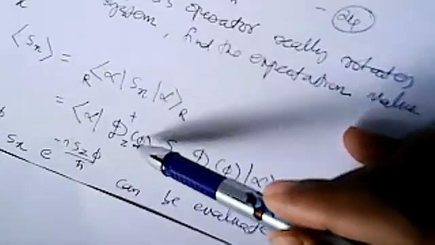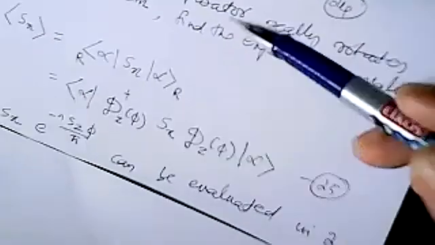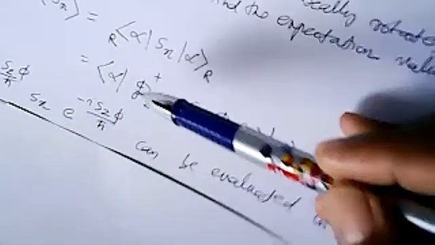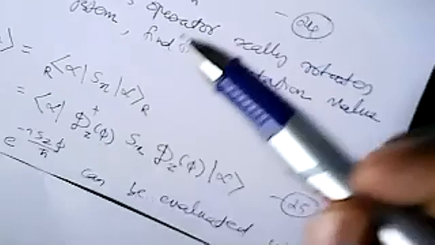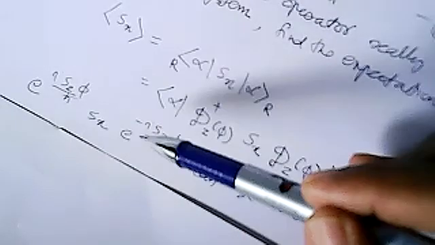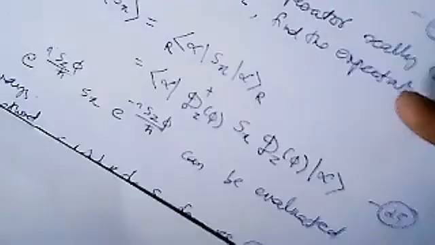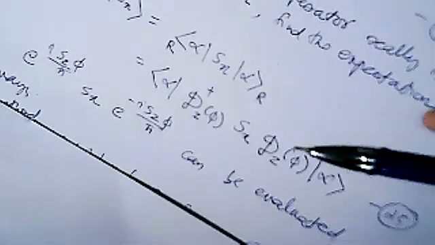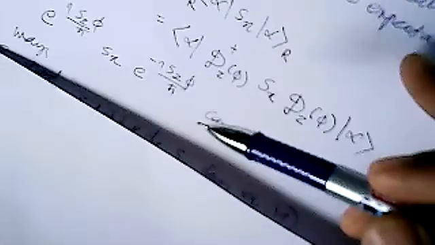and Dz is nothing but e to the power of minus i Sz phi by h cross. So substitute that and simplify the middle factor. So this is e to the power of minus, and this is e to the power of plus. So substitute that: e to the power of i Sz phi by h cross, Sx, e to the power of minus i Sz phi by h cross. Let us evaluate that. This can be evaluated in two ways. I am going to discuss only one way. The second method you can try at home. So let us evaluate this quantity.